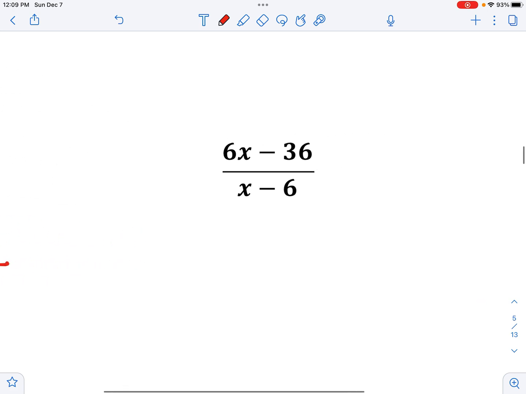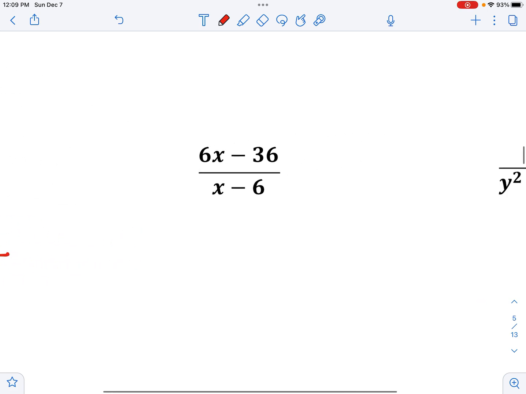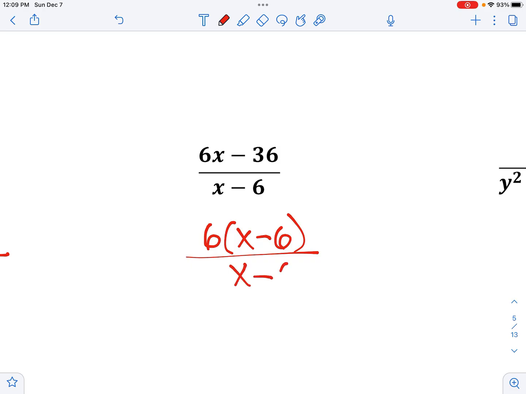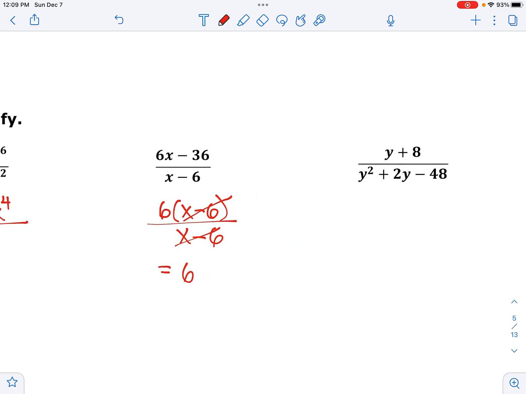When you have binomials or polynomials, anything that's more than one term, you want to look for greatest common factors and see if you can factor anything. So this one on the top, I see a common factor of 6. I'm going to take that out. And then you'll notice on the bottom, I have that same common factor of x minus 6. Well, x minus 6 divided by x minus 6, those cancel. So this actually ends up reducing simply to 6. And that's how we can simplify a rational expression.